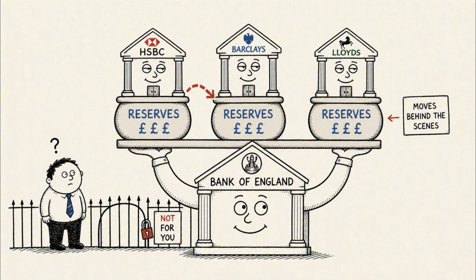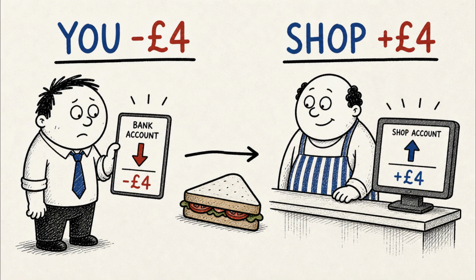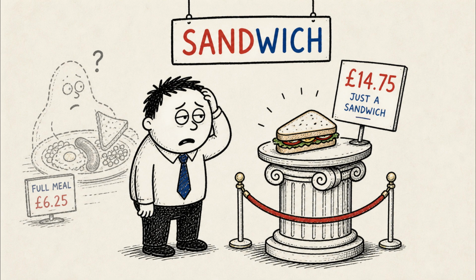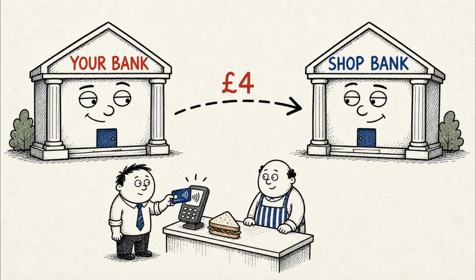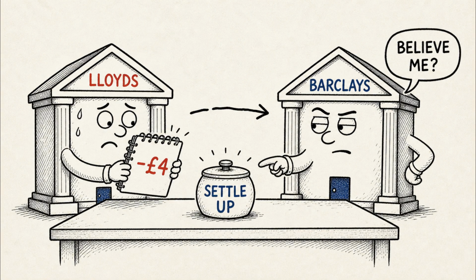Let's start with something simple. If you buy a sandwich, you tap your card, your bank account goes down £4, the sandwich shop's account goes up £4. From your point of view, that is the whole story. You have less money, the sandwich shop has more money. You have a sandwich that somehow costs more than a meal used to be. But behind the scenes, something else has to happen. Because maybe your account is with Lloyds, and the sandwich shop's account is with Barclays. So Lloyds cannot just write -£4 in its own notebook and hope Barclays believes it. The banks have to settle up.